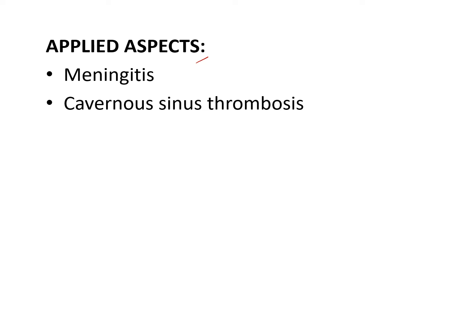Now the applied aspects. What will happen if the septic emboli reach the cavernous sinus? It could bring about meningitis, which means the infection of the meninges, namely dura mater, arachnoid mater and pia mater. So the infection of the meninges is known as meningitis. It can also bring about cavernous sinus thrombosis, which means a blood clot within the cavernous sinus. So these are the applied aspects.